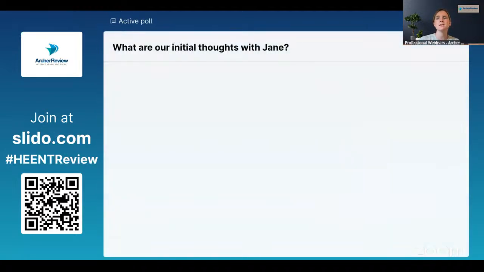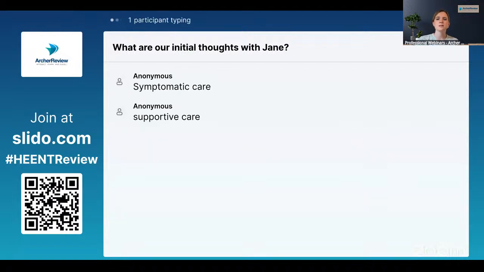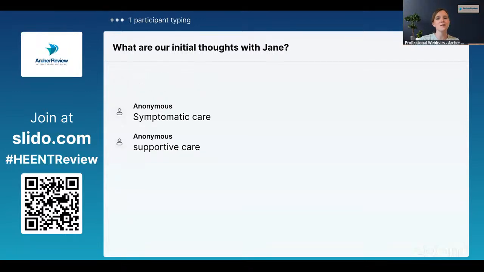Any ideas of what we would diagnose her with after our history and our physical exam? Supportive care, yes. Good answer. Any other thoughts on what you would do with Jane? Or what she's got going on? Symptomatic care. So this one is a super common one that we see obviously a lot in primary care, like we talked about. Clean out those sinuses, yes.